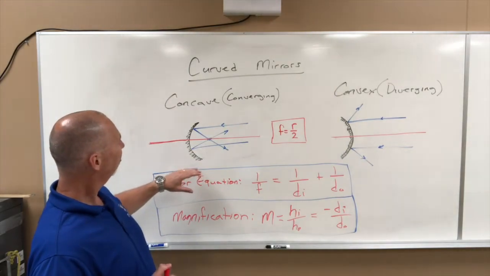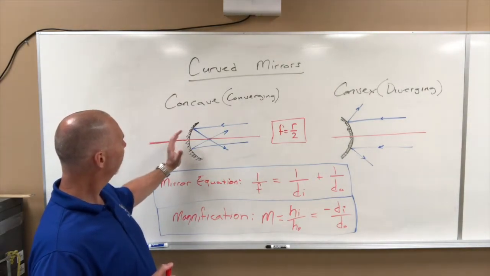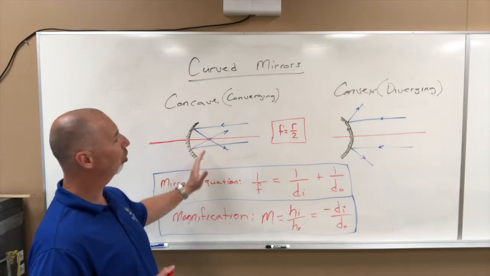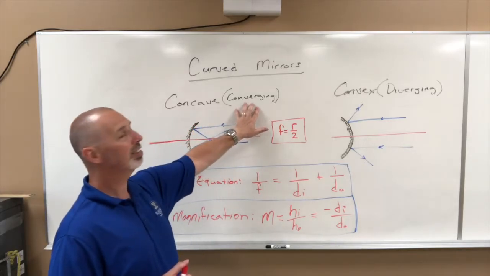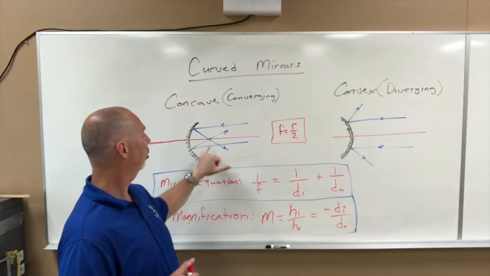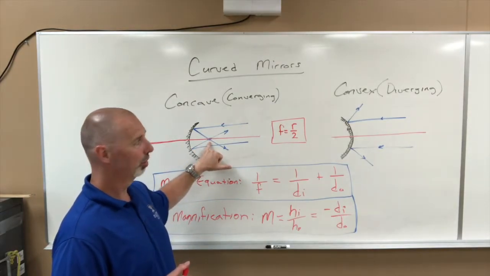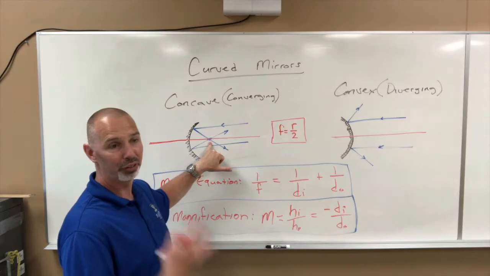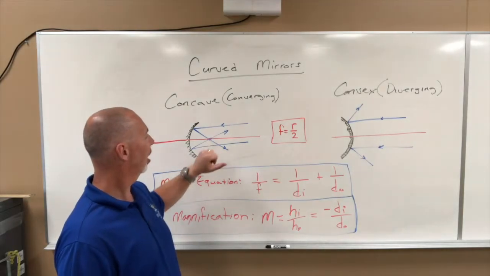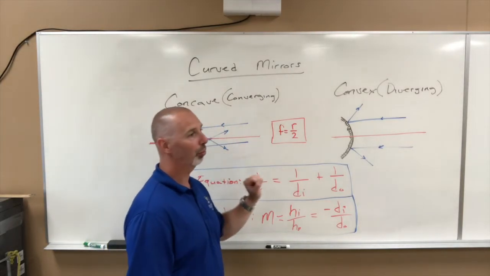We have a concave mirror, which means that the reflecting surface is on the inside, and it means that the light rays will come in and converge to a point. That's why it's called a converging mirror at times. We'll talk about the rules for these light rays in a moment.